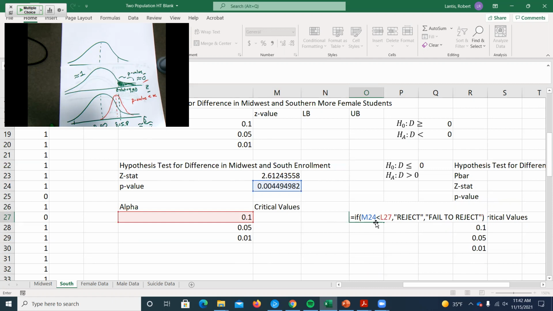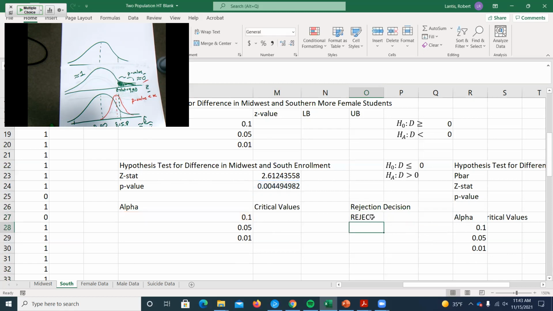Now, one problem with this is going to be if I want to use this and copy it down so I can get my rejection decisions for different alphas, what's one thing that I don't want to update here? I'm always using the same p-value. It's only alpha that's changing. So I'll freeze that p-value reference. Right. Now, when I copy this down, hopefully it lines up with what we said when we just compare these with our eyes, which is that we reject at all. Okay. And I'll show you what happens if we change this value here in a second.